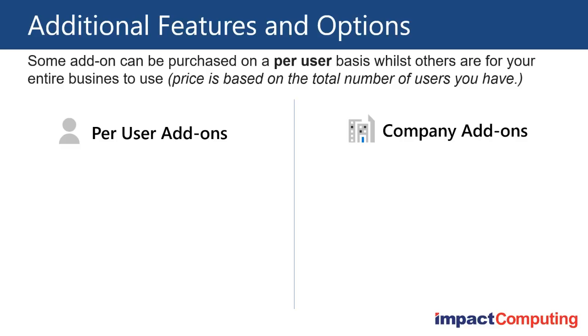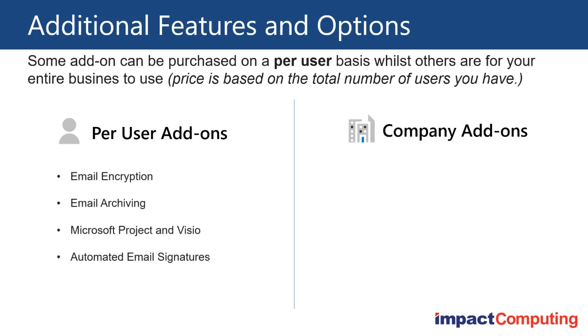So add-ons can be purchased on a per user basis, but some others have to be purchased for your entire business to use. Price is based on the number of users you currently have. So let's start with the per user add-ons. Email is by no means a secure method of sending information. And if your company deals with sensitive personal or financial information, then email encryption would certainly benefit you.